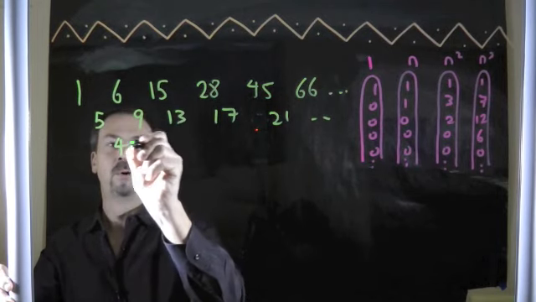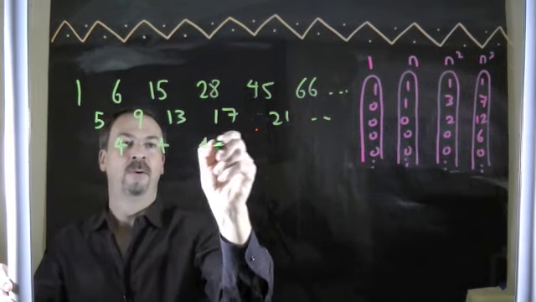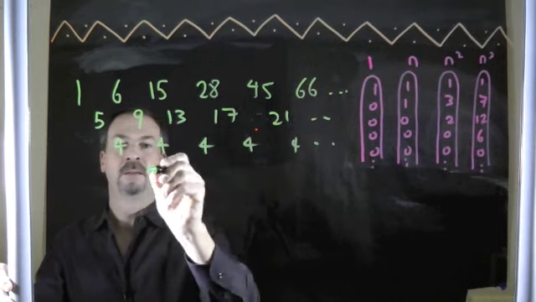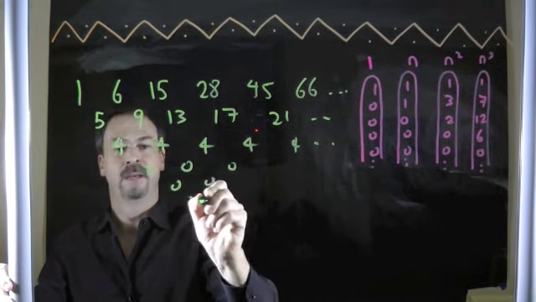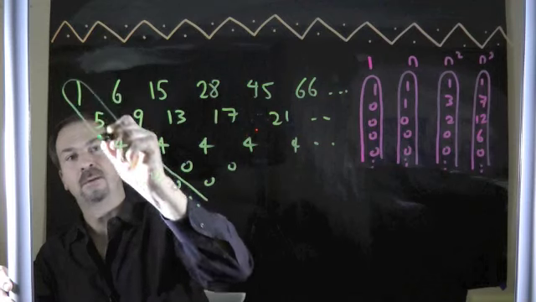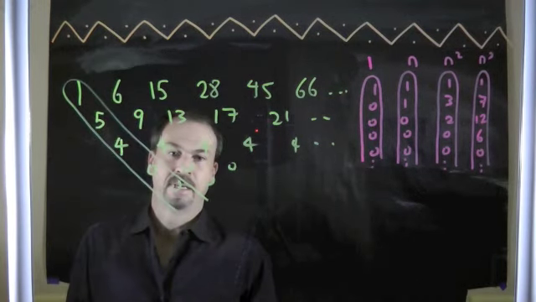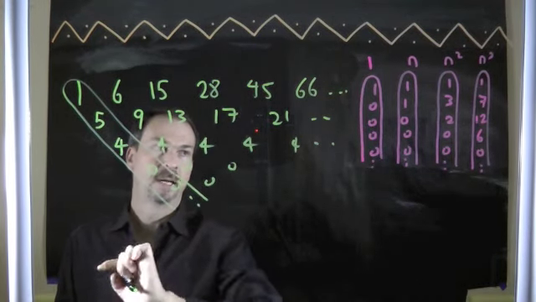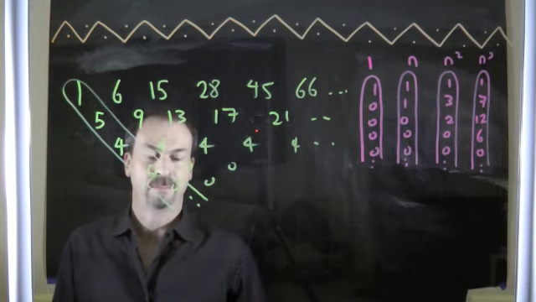Second difference is up 4, up 4, up 4, up 4, up 4, looking good. 0, 0, 0, 0, 0, and so on. So there is its leading diagonal. So my question now is, can I recognize this leading diagonal as a combination of these basic ones?